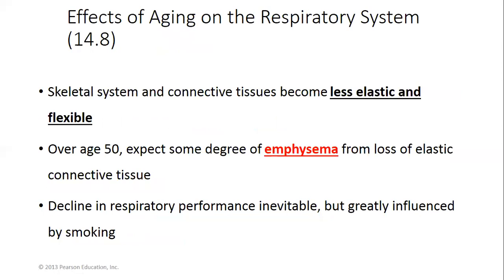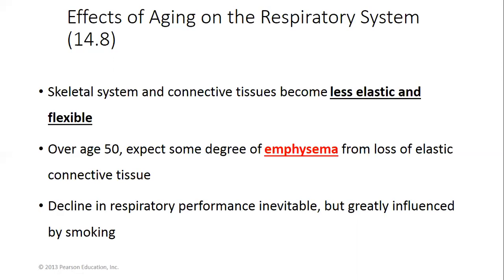As you get older, everything gets worse, right, guys? So the skeletal system and connective tissues become less elastic and flexible, which makes it harder for your lungs to expand in that thoracic cavity. Over the age of 50, there's some level of damage in the alveoli, because of the loss of elastic connective tissue, which can mimic or cause some form of emphysema.